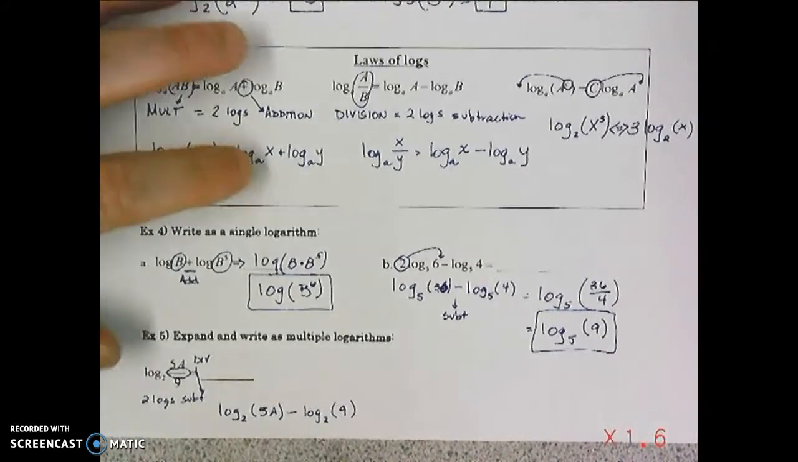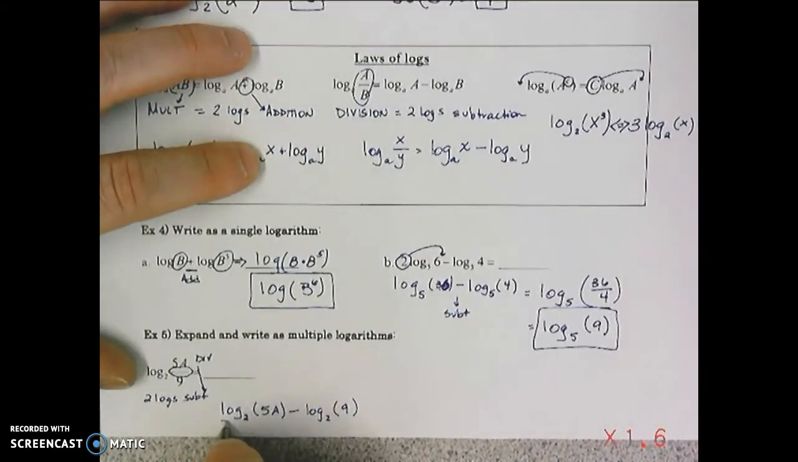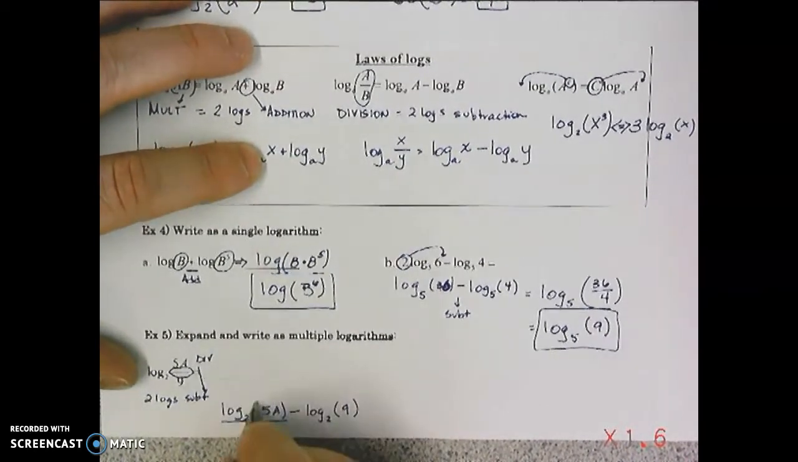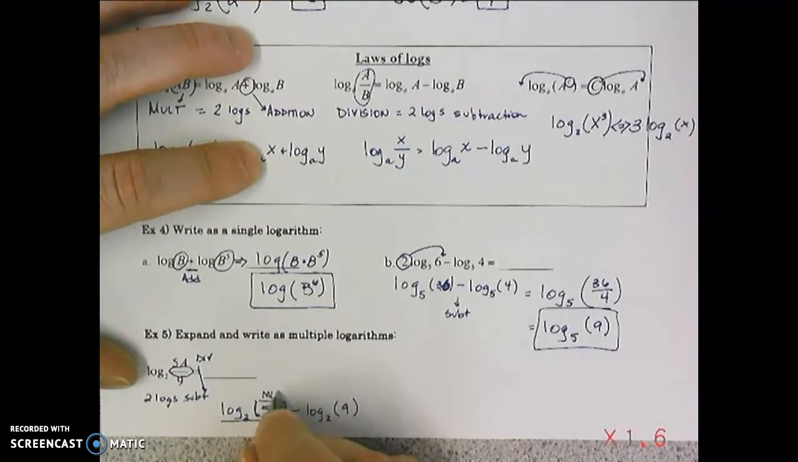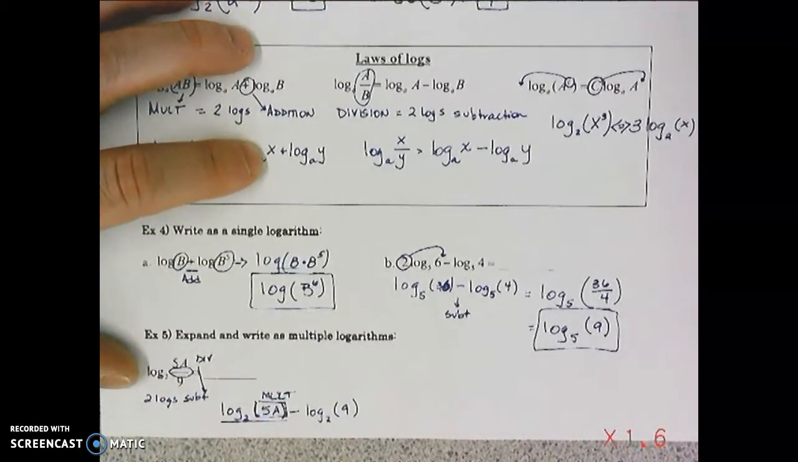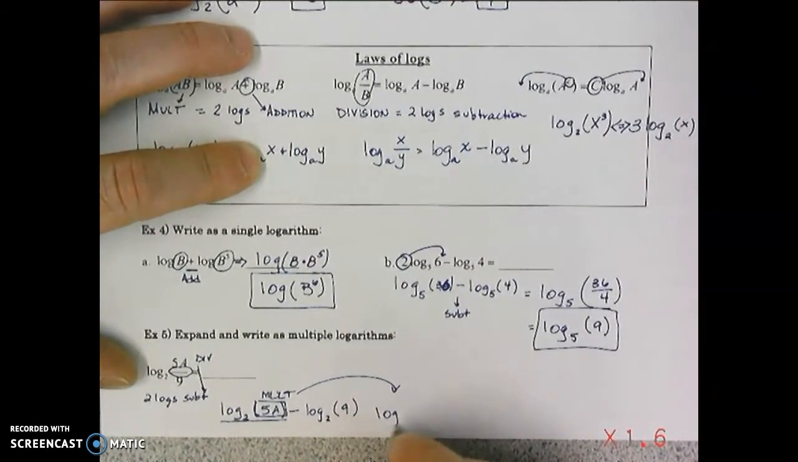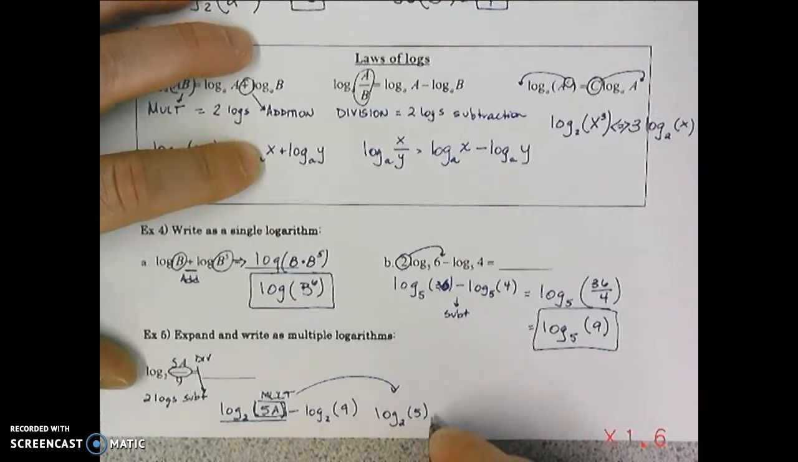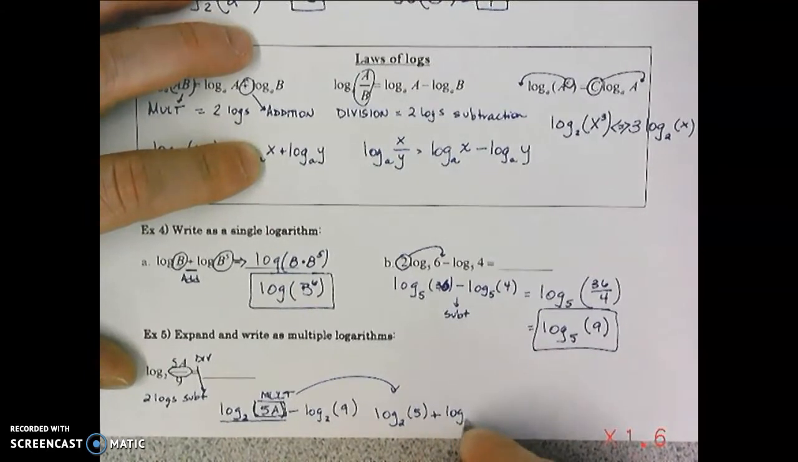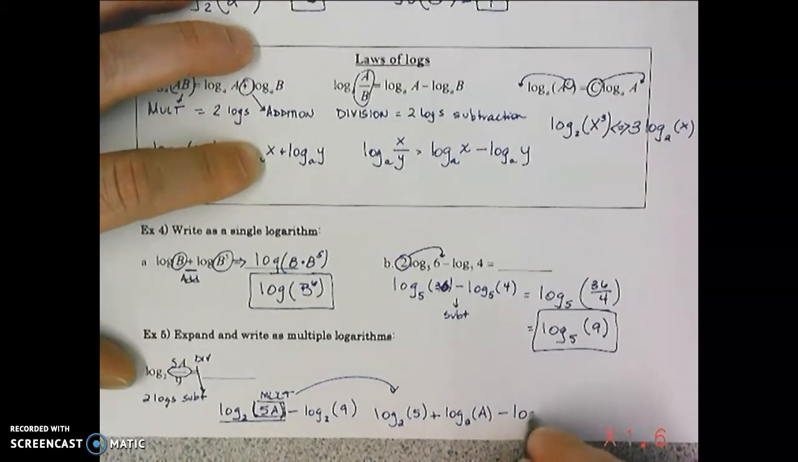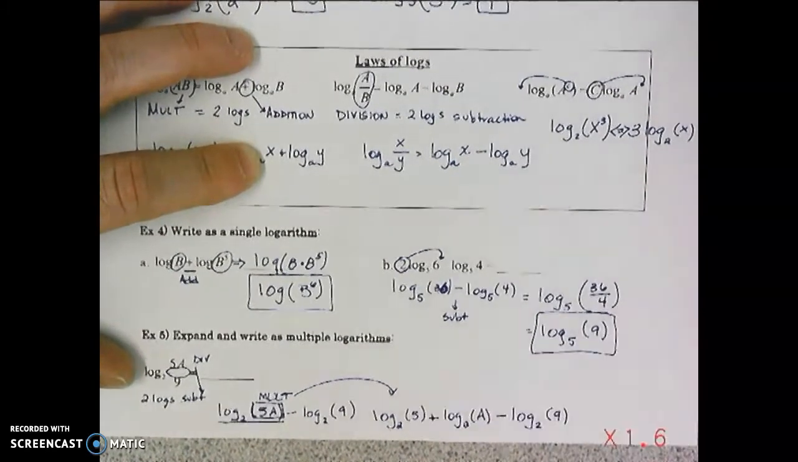We now have, if we look here, we can expand even more. We have 1 log where we have multiplication going on. We can expand that as 2 logs with addition. So this will then turn into log base 2 of 5 plus log base 2 of a, and we still have the minus log base 2 of 9.